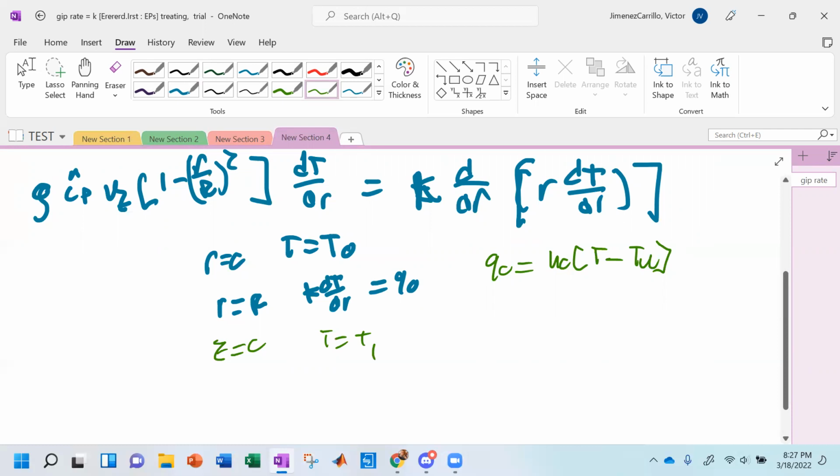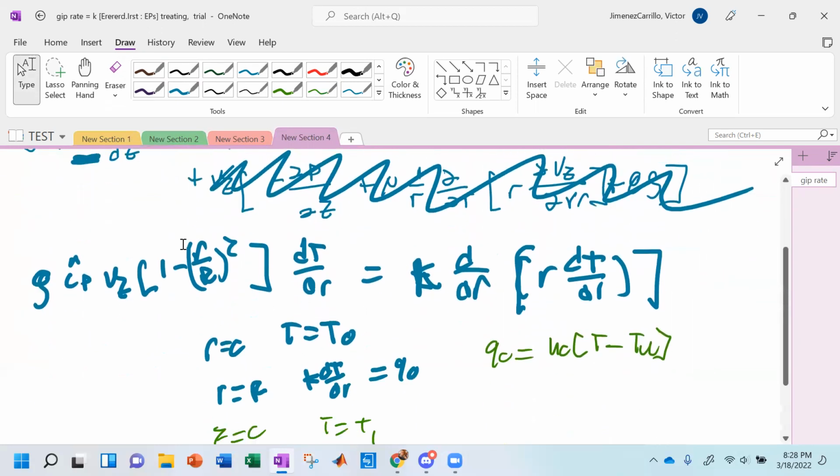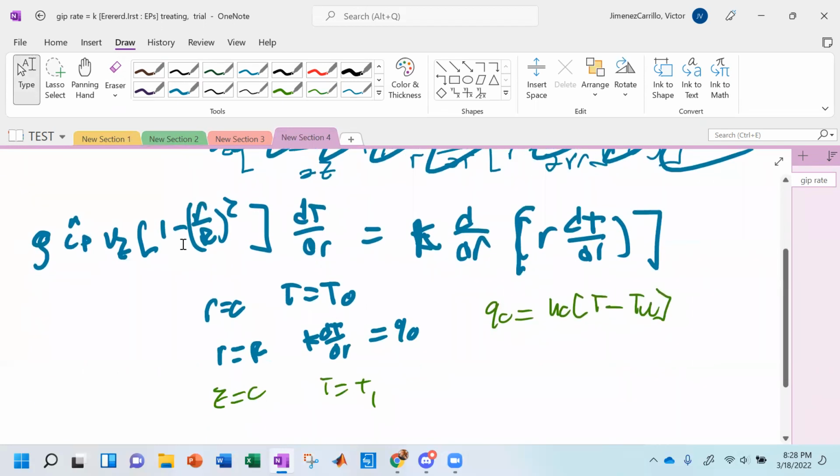There's no way he's going to make you solve that. That's just impossible. You have to go dimensionless. But yeah, that is forced convection. If you can do all of that, you're pretty much going to pass this exam.